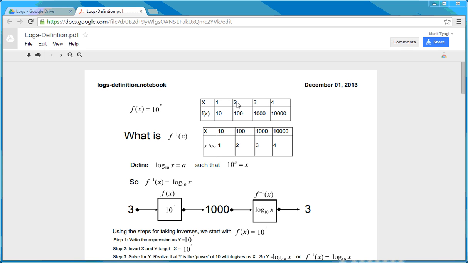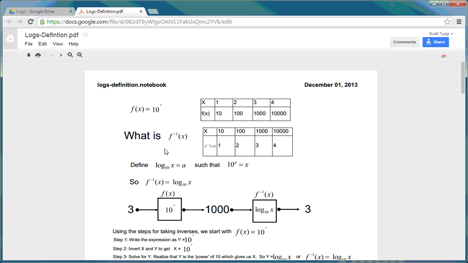Now, when x is equal to 2, we look at what 10 to the power of 2 would be. Well, that would be 100. X is equal to 3, 10 to the 3 is 1,000. X is equal to 4, 10 to the 4 is 10,000. So we have represented this f of x equals 10 to the x in tabular form here for 4 different values of x. Now, the big question, what is f inverse of x?